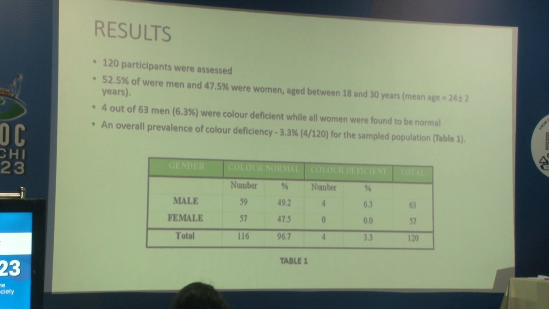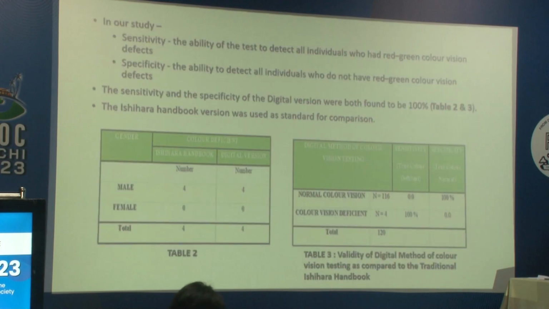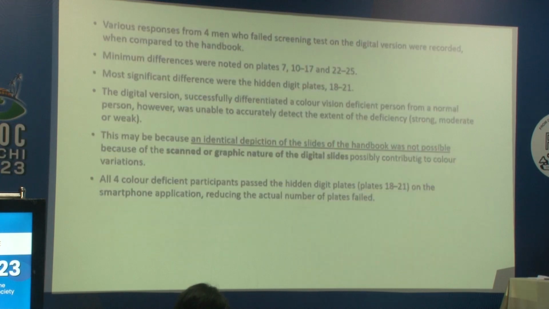In results, we found 52.5% were men and 47.5% were women, and 4 out of 63 men were color deficient, while all women were found to have normal color vision. Sensitivity was the ability to detect all individuals who had red-green color vision defect. Specificity was the ability to detect all the individuals who do not have the defect. The digital version was found to have both 100% sensitivity and specificity as compared to the Ishihara handbook.